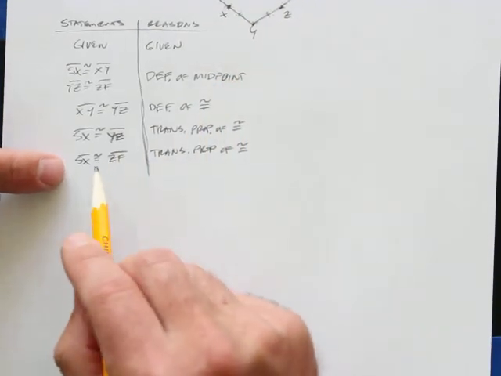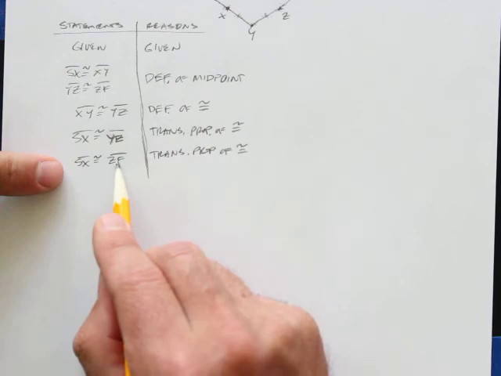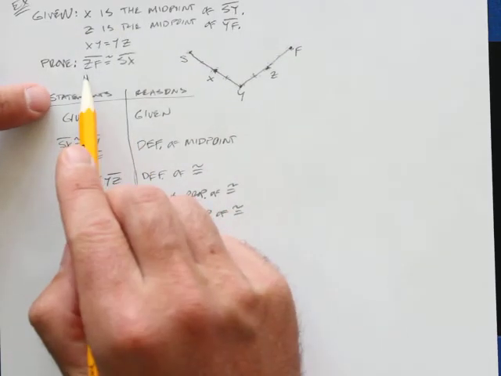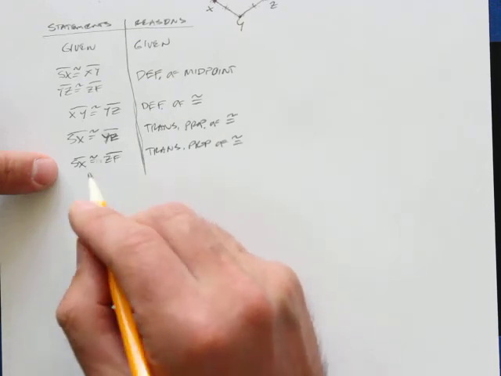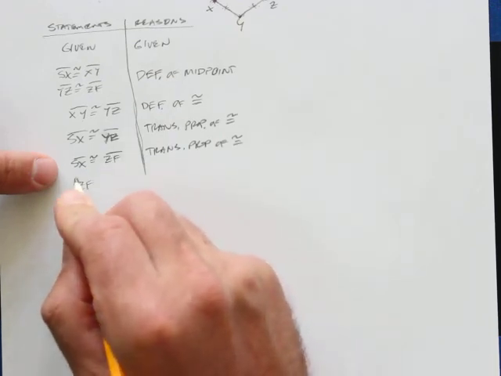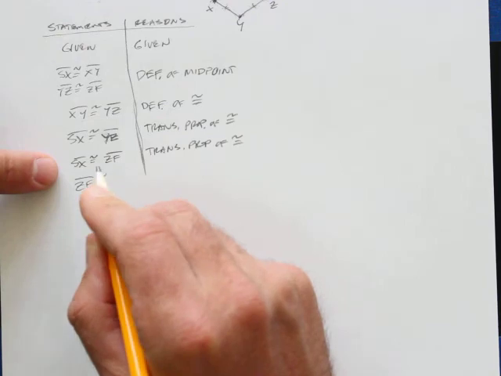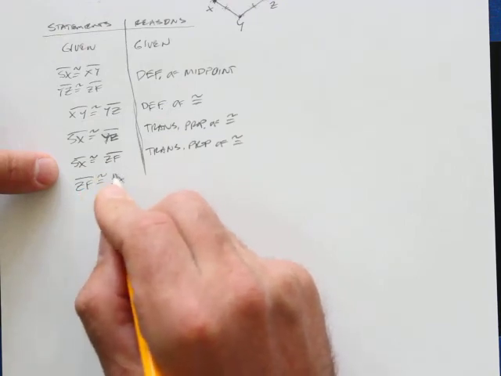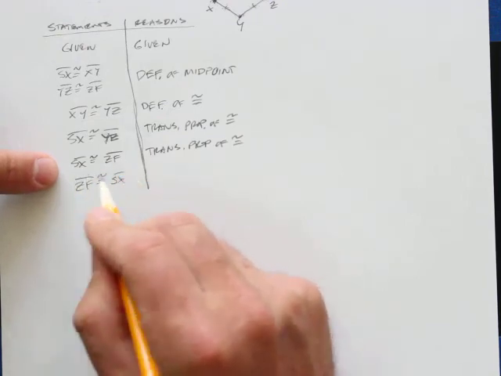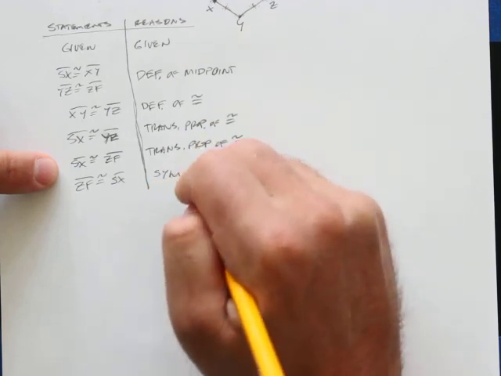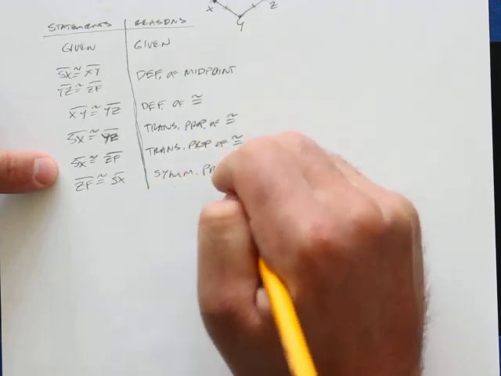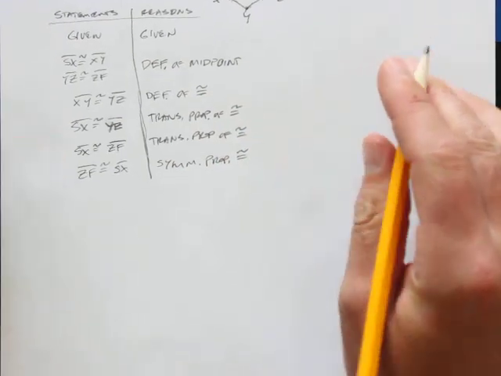Now, see how I've written SX is congruent to ZF, but I want to prove that ZF is congruent to SX. So I want these to be switched. So ZF is congruent to segment SX. I just switched those two, and that is the symmetric property of congruence.